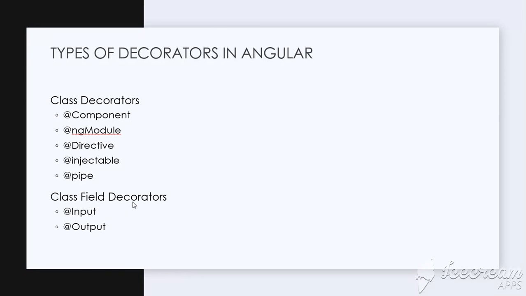If you want to define a pipe, you use the @Pipe decorator. So that is a bit of explanation of decorators in Angular.